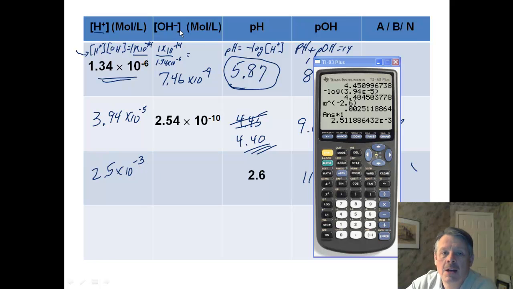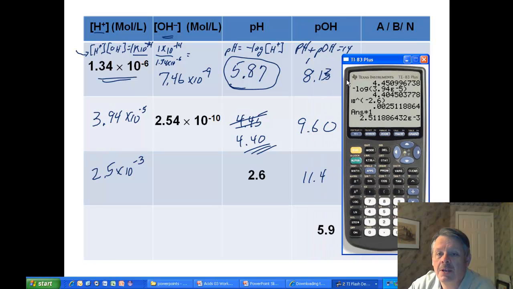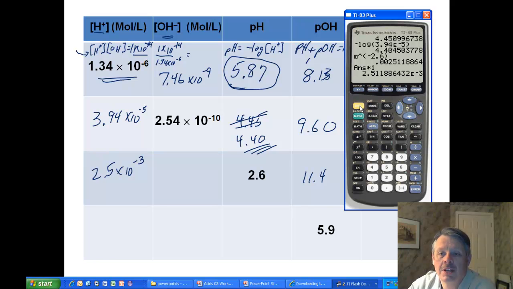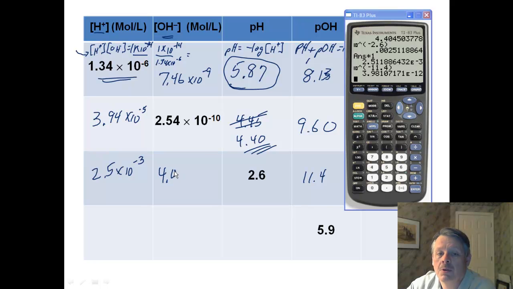Now, how do I figure out my OH? Well, again, I can take this number, just like we've been doing all along up here, and do the division, or, frankly, it's easier for me to do this 11.4. So that you see it a second time, we go second, 10 to the x, and I go to negative 11.4, and I enter, and it's going to be 3.98 or 4.0 times 10 to the minus 12th. I could have done it the other way, and I still would have come up with the same answer.